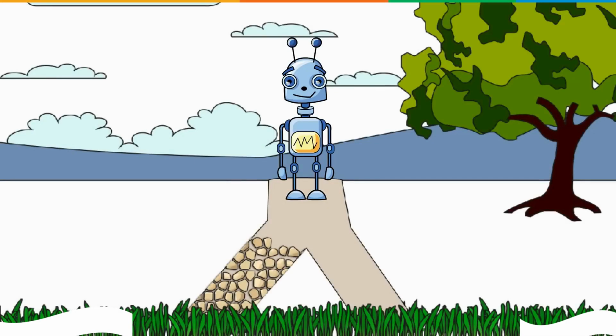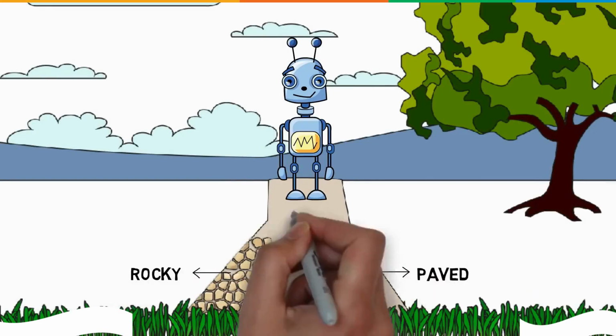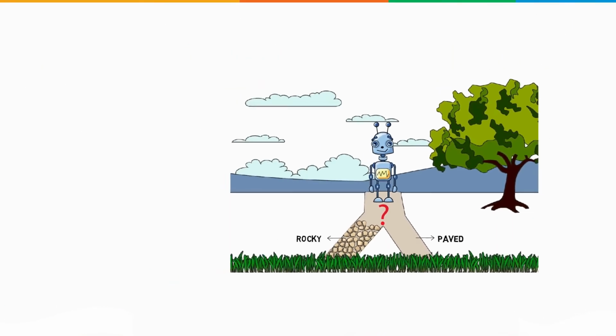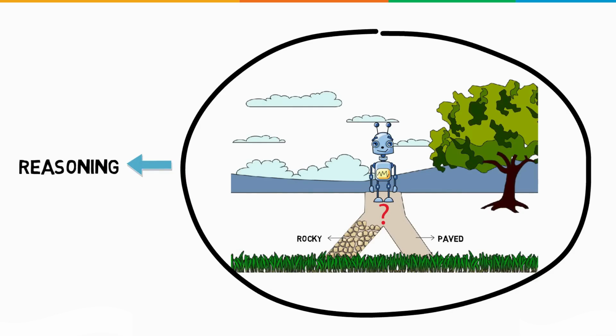The robot is now at a crossroad, one that is paved and the other rocky. The robot must determine which path to take based on the circumstances. This portrays the robot's reasoning ability.